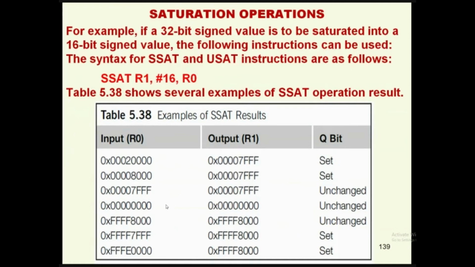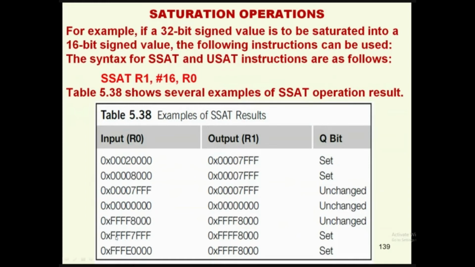0 is also a positive number, so the output is also 0, so it is unchanged. This is a negative number. FFFF 8000 is the maximum negative number, as we know here, because it is sign extended. 8000 is the maximum negative number in 16-bit arithmetic. So 8000 sign extended is FFFF 8000 in 32-bit, and there is no change, so the Q flag is unset.